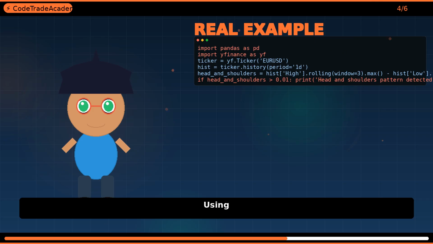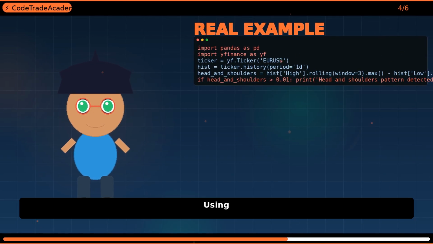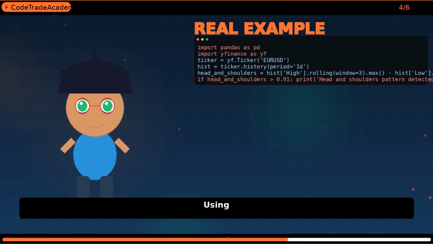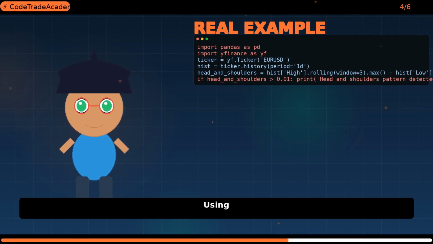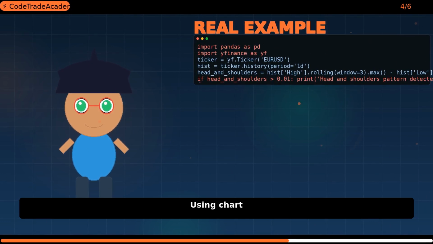Okay, so let's look at a real example of how to use these patterns in trading. Let's say we're looking at a chart of the EUR/USD currency pair, and we see a head and shoulders pattern forming. We can use this pattern to predict a potential reversal in the trend. Here's an example of how we could code this in Python.